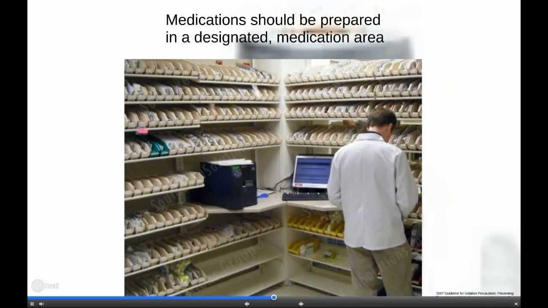Medications should be drawn up in a designated clean medication area. This means that the area where meds are prepared is free of used or dirty syringes, IV tubing, blood collection tubes, etc. It is important to maintain this practice to prevent contamination of medication vials.